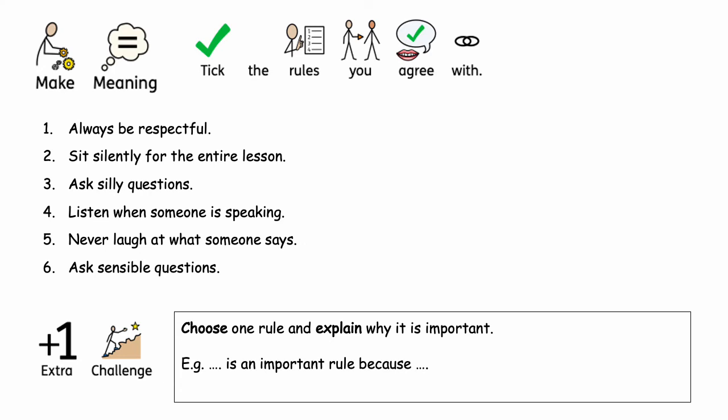So some of you might have already moved on to this. If you haven't, you might want to look at the extra challenge. Challenge yourself a little bit more. Can you choose one rule from that list and explain why you think it is important? You can use the sentence starter or the phrase in the box to help you. So for example, number 1 is an important rule because... And if you want to challenge yourself, you can finish that sentence with your answer about why you think it's an important rule.